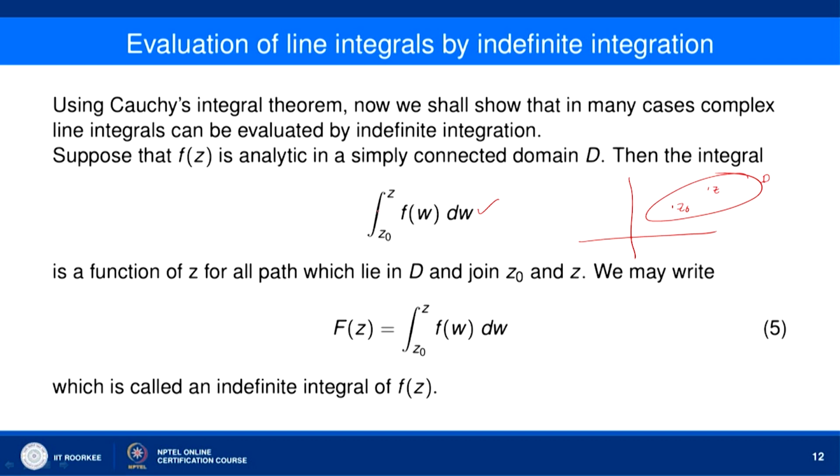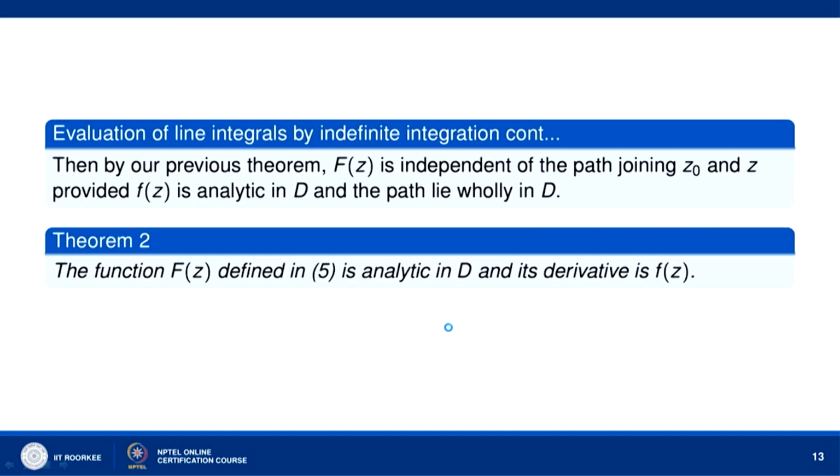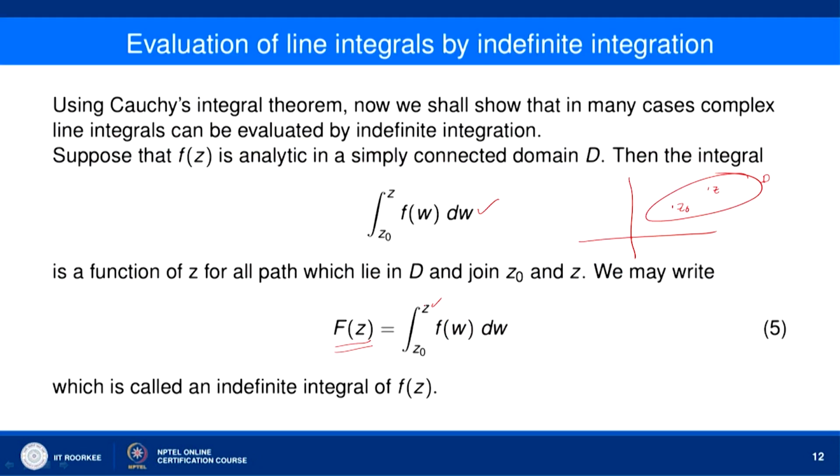So, this is a function of z, I denote it by F z, and because z can take any value, this is a function of z and this is called an indefinite integral of f z. By our previous theorem, we have earlier seen that it is independent of the path, so the value of F z will remain the same.